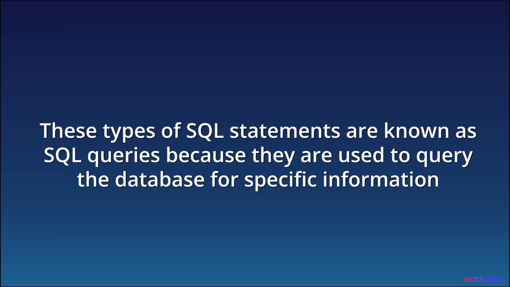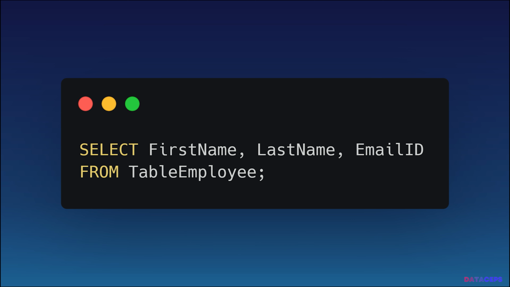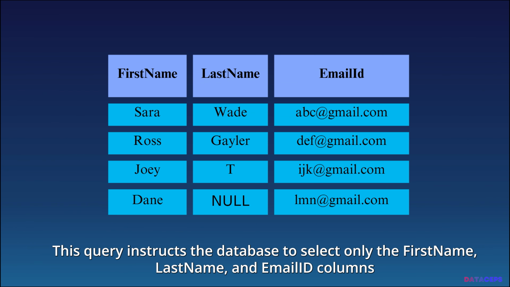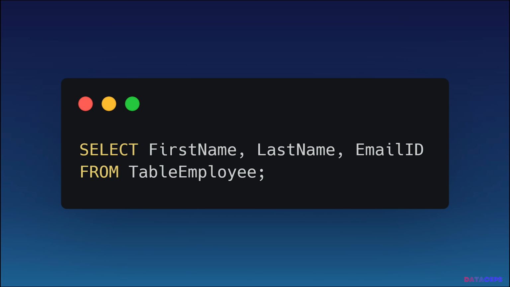These types of SQL statements are known as SQL queries because they are used to query the database for specific information. To get the desired results, you would execute this SQL query. SELECT first_name, last_name, email_id FROM employee. This query basically instructs the database to select only the first name, last name, and email ID columns from the employee table and return the data for these fields. This SQL statement consists of the following key components that make it an effective SQL query.